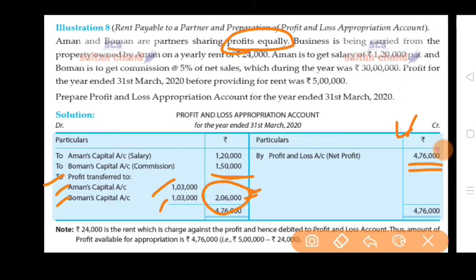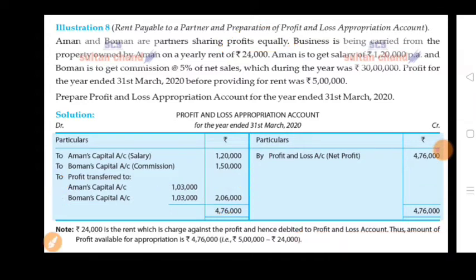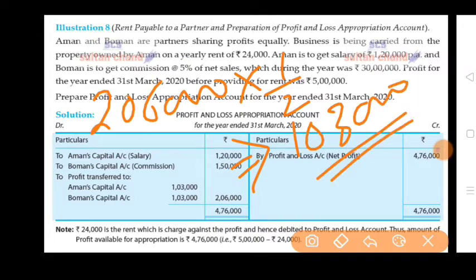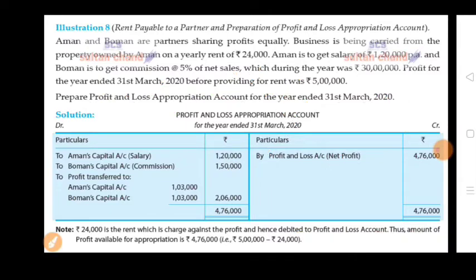It means 1/2, 1/2. So how will we distribute it? The 2,06,000 will be distributed among partners in their profit sharing ratio, that is into 1/2. 1,03,000 will be given to Aman and 1,03,000 will be given to Bowman. Let us see one more question.